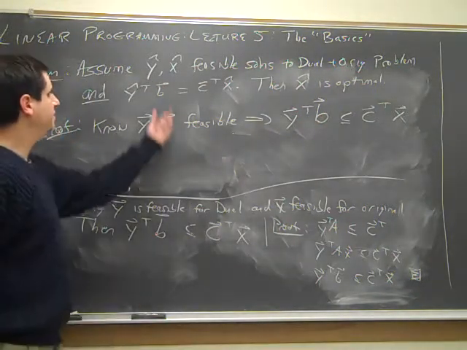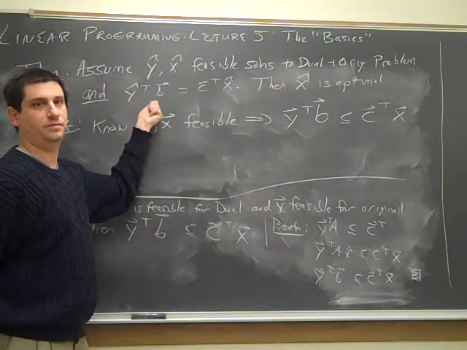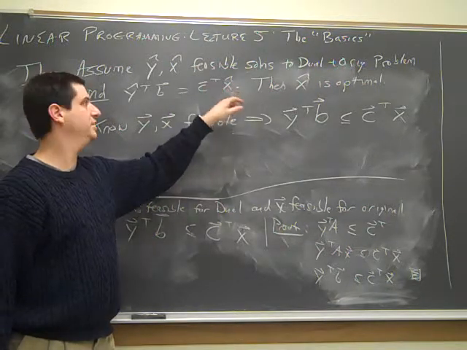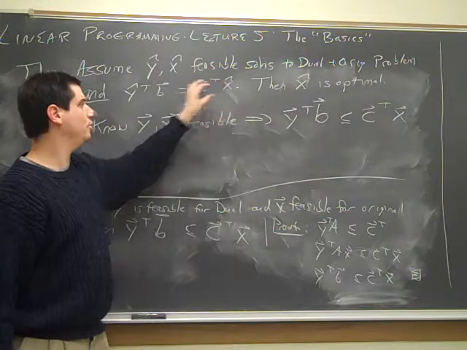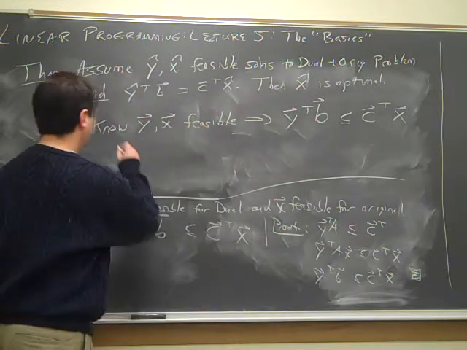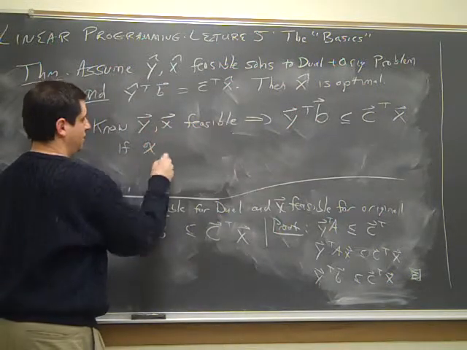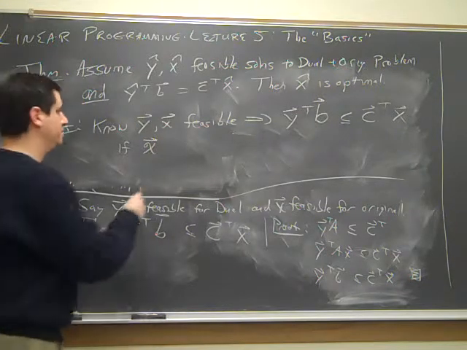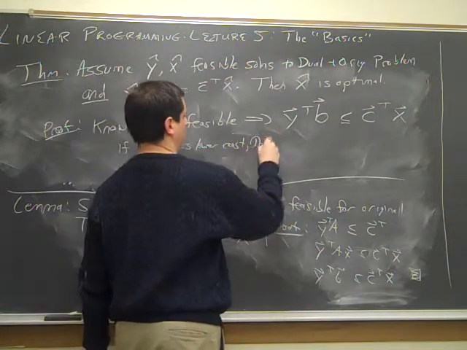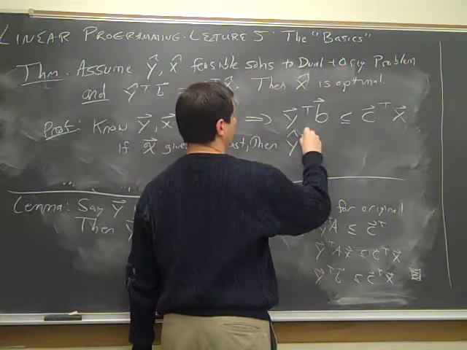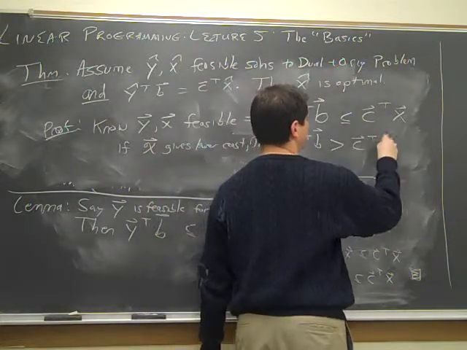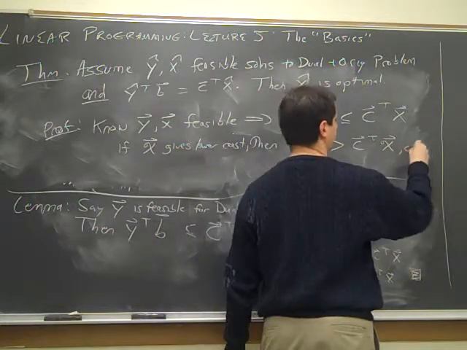And so if I have that this equals, for this special one, is it possible I could have a lower cost? Well, imagine I had a lower cost than this x hat. If I had a lower cost, then if I just take that special value of y hat in here, so if some kind of script x gives a lower cost, then y hat transpose b would be greater than c transpose x, which is a contradiction.